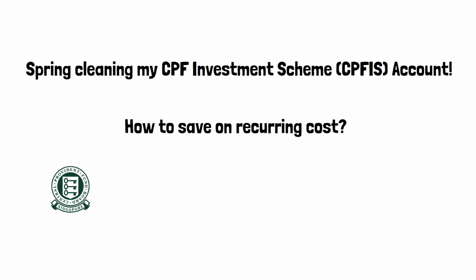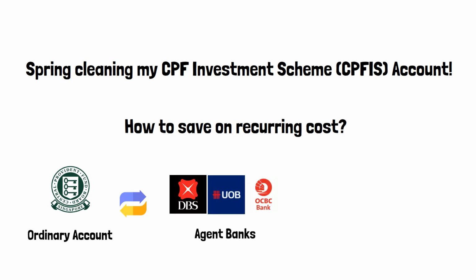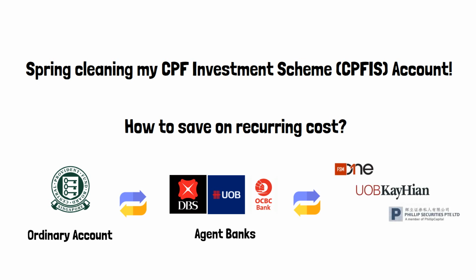Basically, to invest our CPF monies in ordinary account, we need to set up a free CPFIS account with any of the 3 local agent banks, such as DBS, OCBC or UOB. The agent bank acts like the middleman between CPF and the product providers, for example, FSM1, UOB Kay Hian, or Philips Securities, to make deductions or deposits to your CPF accounts.